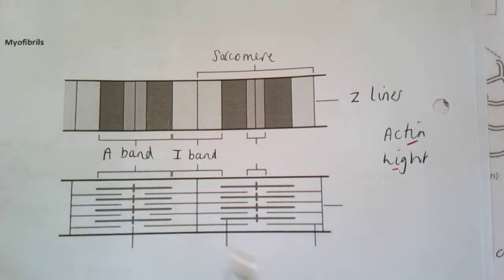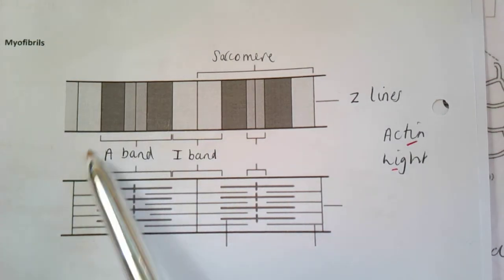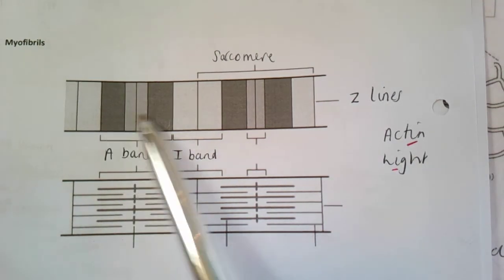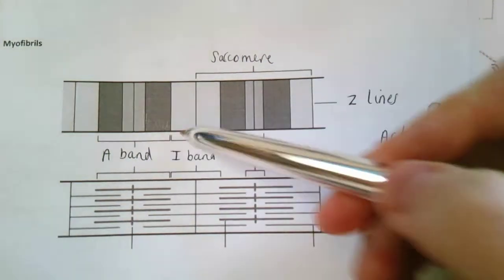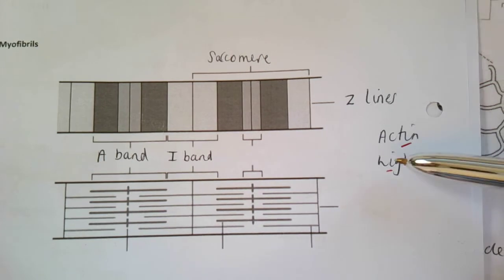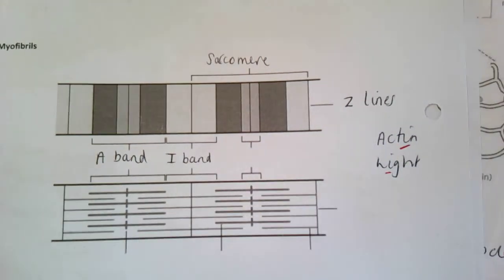So this is the A band. The way to remember it's called the A band is that the second letter in the word dark is A, therefore the A band is the darker band. That's where the actin and the myosin are overlapping. And the second letter in the word light is I, so the I band is the lighter band.